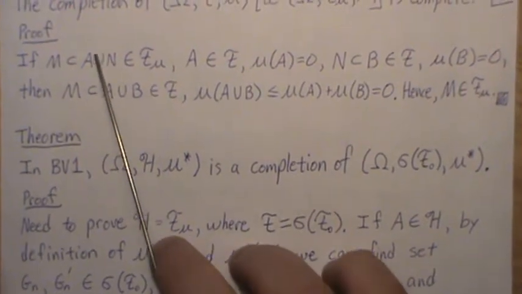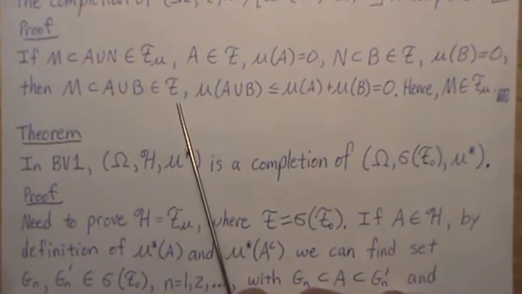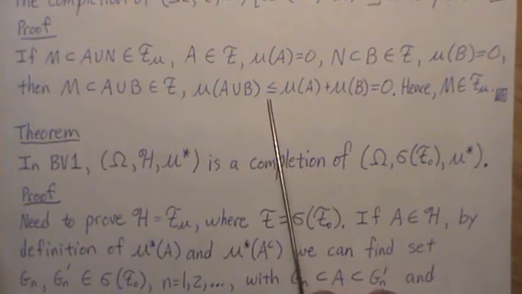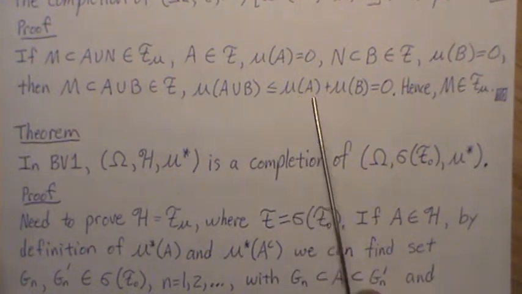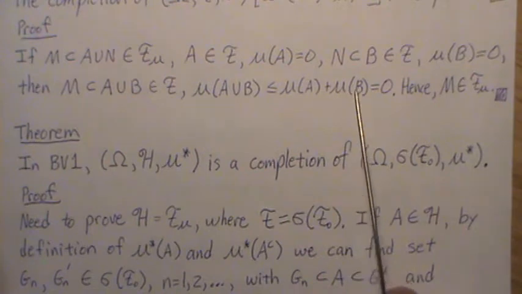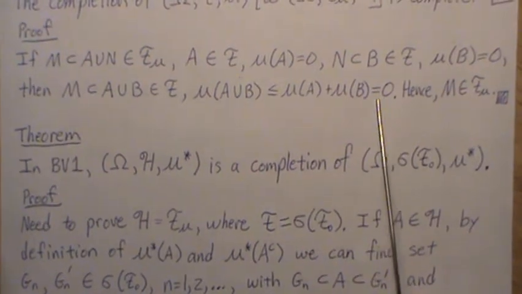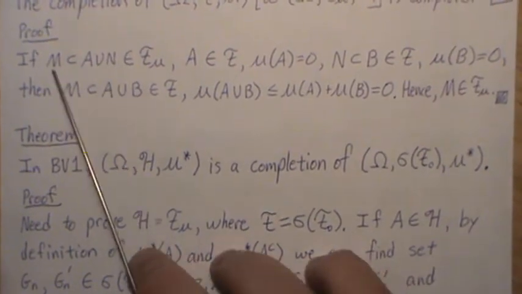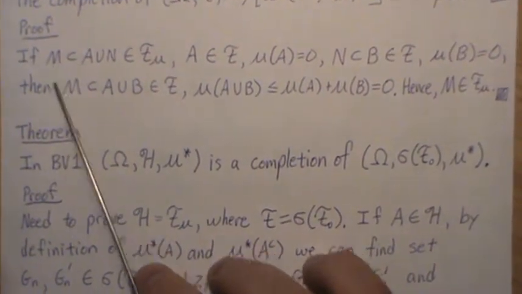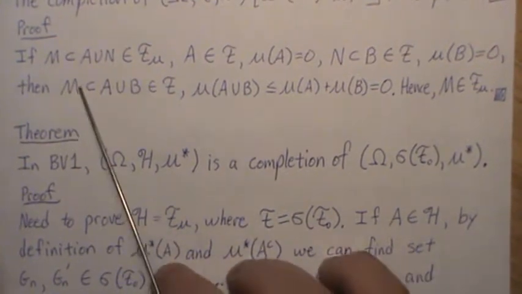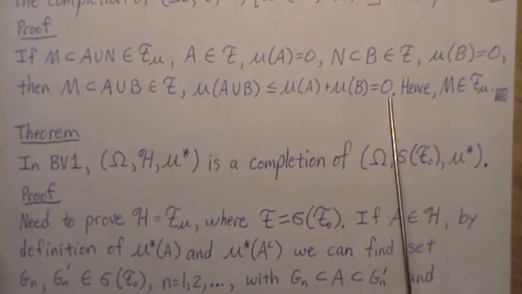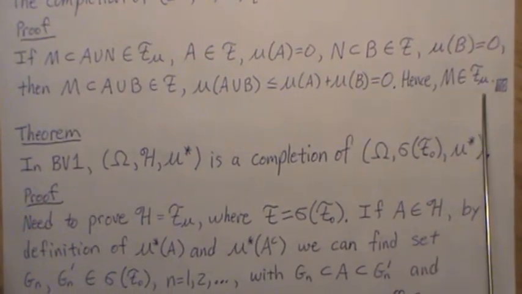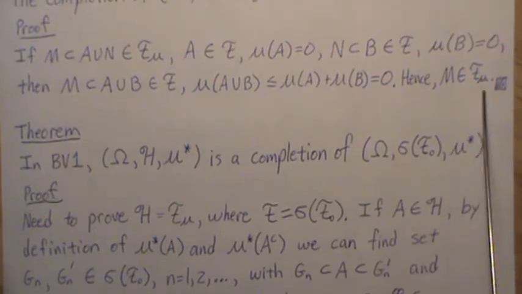So this is bigger than that, and that's in the sigma field. And so the measure of A union B is less than or equal to the measure of A plus the measure of B, but both of these are 0. So hence, M has measure 0. The measure of M is less than this, which is less than this, which is 0, and so M has measure 0, which means it's in the completion of F of mu.